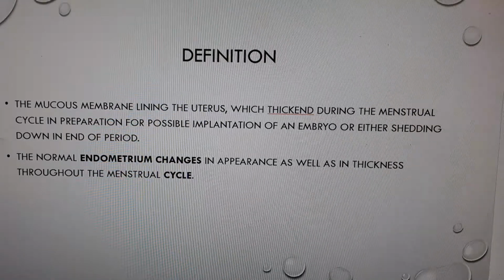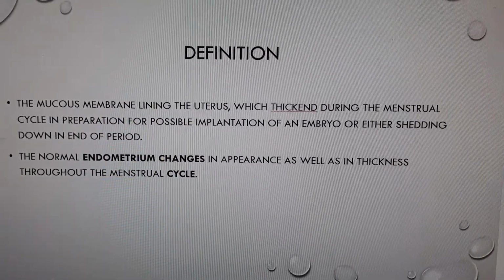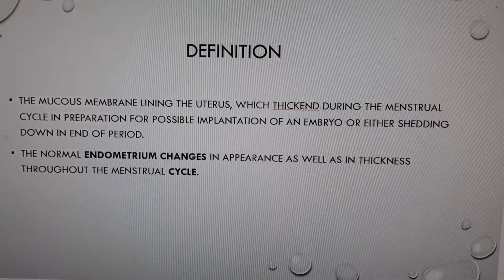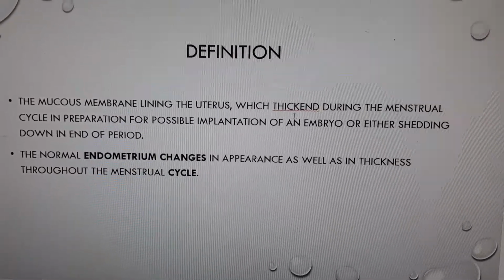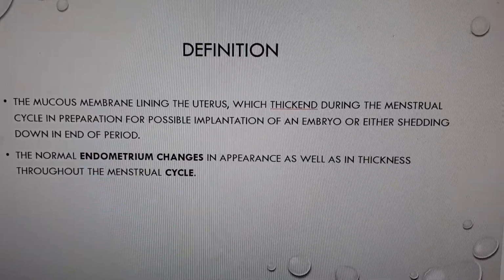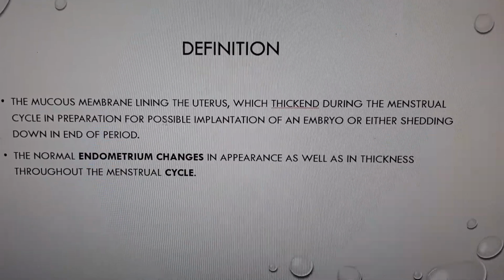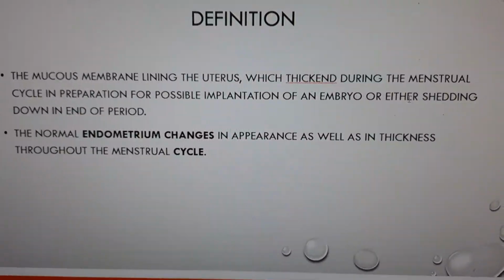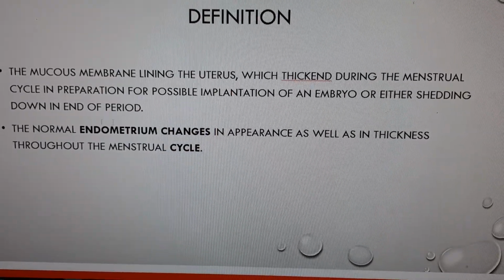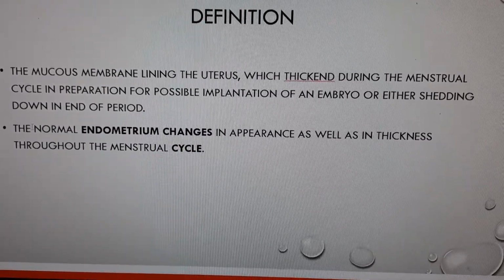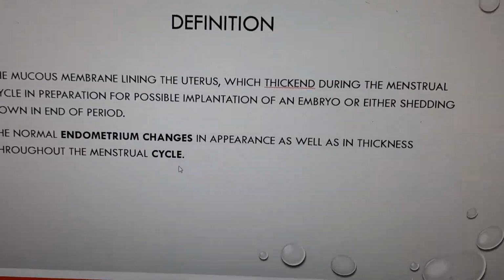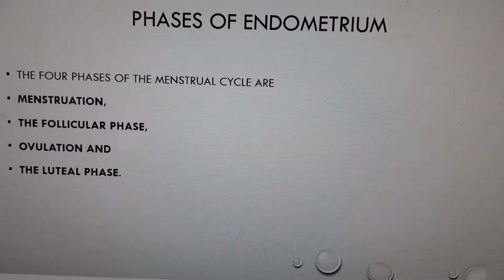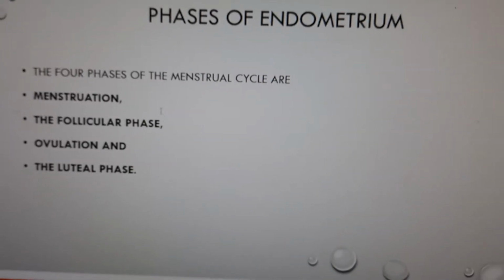First we need to know the definition. What is the endometrium? It is the mucous membrane lining the uterus that thickens during the menstrual cycle in preparation for possible implantation of an embryo or fetus, or else it is shed during the cycle or the periods. The normal endometrial changes appear in the menstrual cycle, as you know. So we have to see what the changes and phases are.